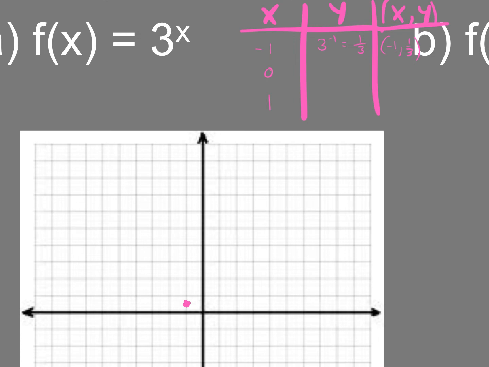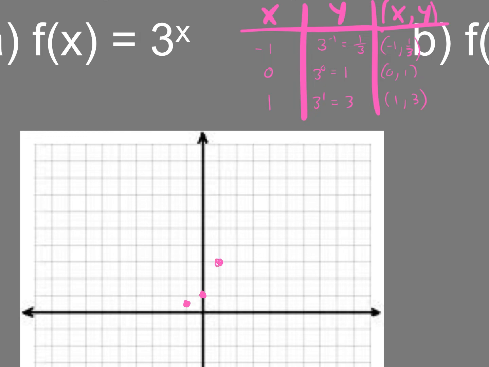Now I'm going to plug in 0, so 3 to the power of 0. Anything to the power of 0 is just 1, so I plugged in 0 and got 1. There's my second point, and I'm going to plug in 1. 3 to the power of 1 would be 3. So 1 comma 3 is my third point. So I'm going to go to the right one and up 3.